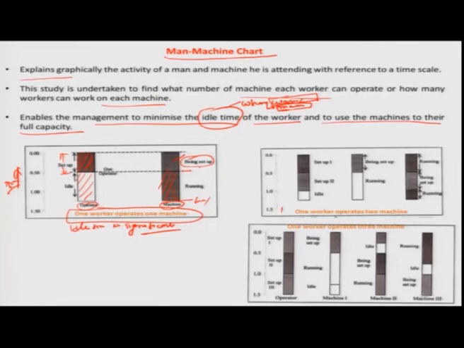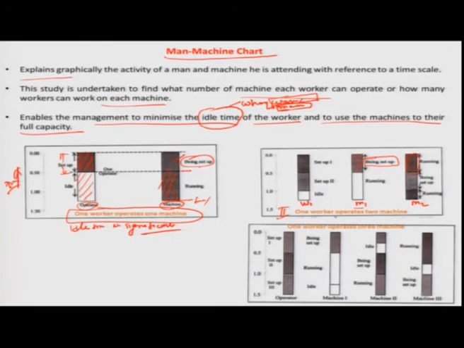Okay. In the second case, you can see one worker operates two machines. Here there are two machines available, M1 and M2, and only one worker. So, what we are doing here: you can see machine M2 is already running from the previous analysis. In the meantime, the worker is preparing and setting up machine M1 so that machining can start in M1.